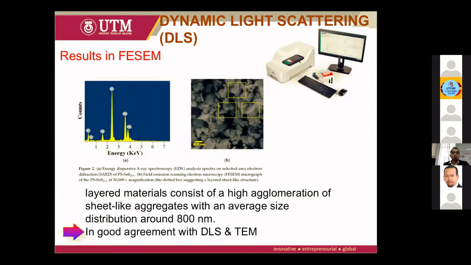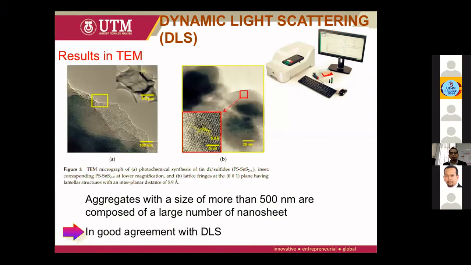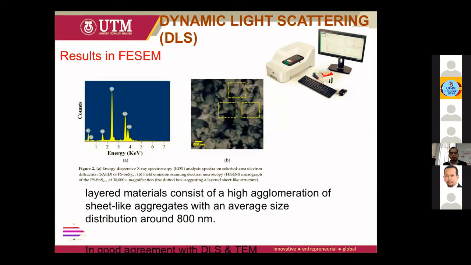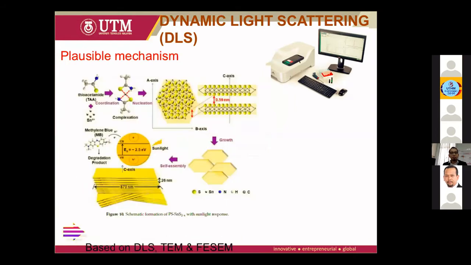And when we use our FESEM image, we can see that this sample is actually a nanosheet material, highly agglomerated with a sheet-like aggregation, with the distribution around 800 nanometers, which is in good agreement with the DLS, right? But when we see our TEM here, you know that although it is a layer, it actually consists of rhombohedral structures. Based on these findings from DLS and TEM, we came out with a plausible mechanism that the structure grows as rhombic structures first.